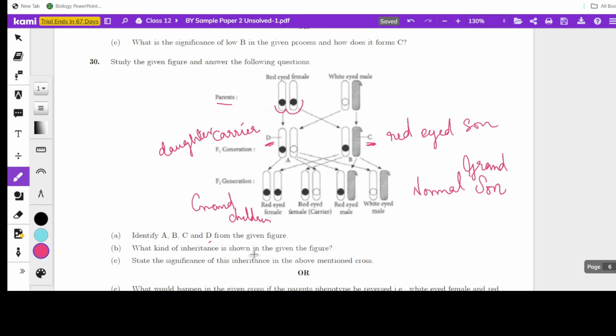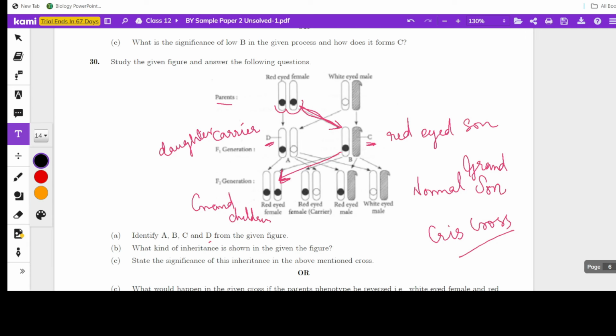What kind of inheritance is shown in this figure? Actually, here it is crisscross inheritance. The parent, the mother, is having the red eye. But in the next generation, the daughter is not getting the red eye and the son is getting it. So it is passing on from mother to son. For sure, the son is getting it, not the daughter. And from this son, the granddaughter is getting it. So it is crisscross.